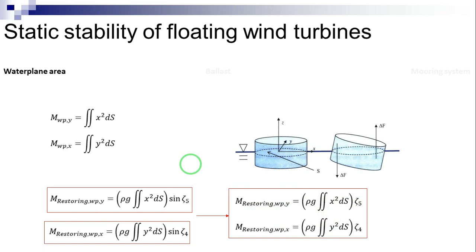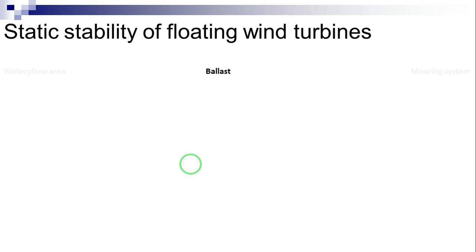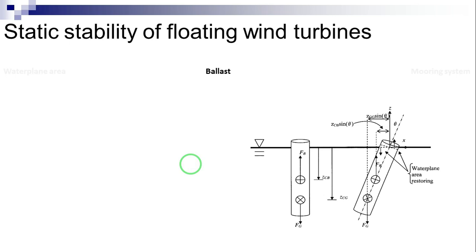Restoring from ballast. Restoring by ballast is achieved when enough ballast is added to the structure to lower the center of gravity to a location below the center of buoyancy. Restoring is then provided by the vertical separation between the structure's center of gravity and the structure's center of buoyancy. The restoring effect due to ballast then combines with the restoring effect of water plane area to form hydrostatic and inertial restoring. Hydrostatic and inertial restoring is illustrated in this figure.